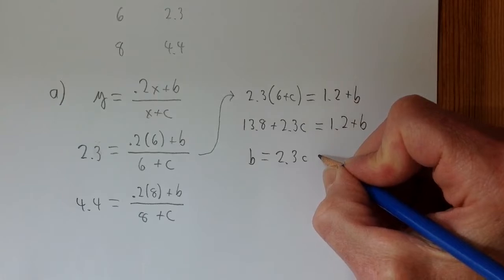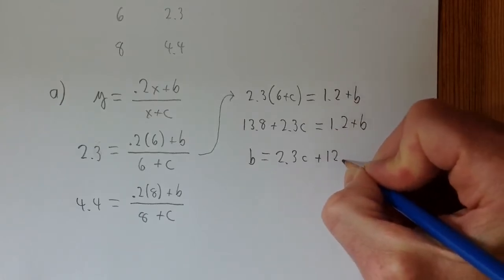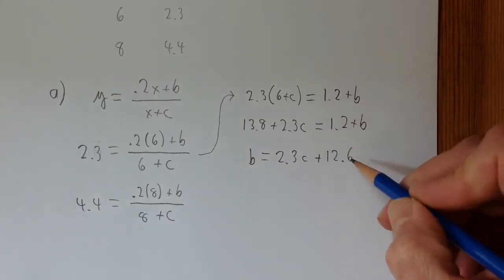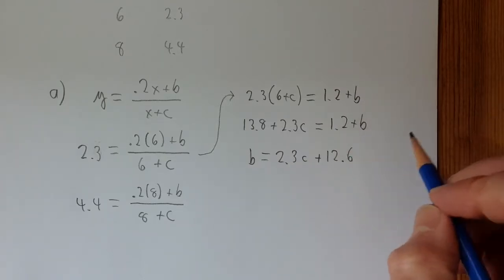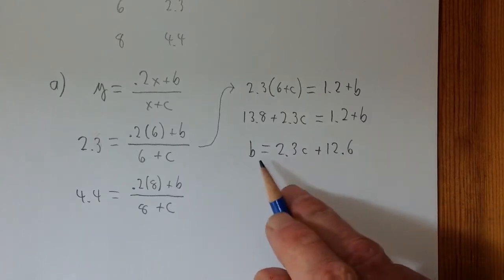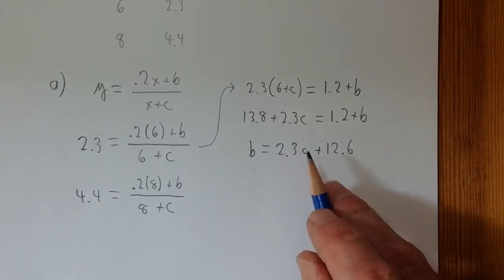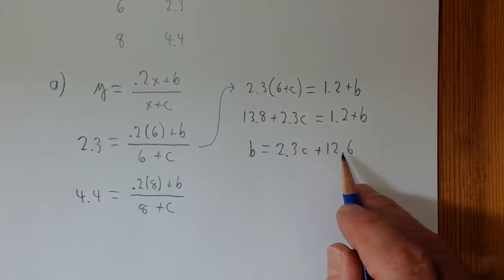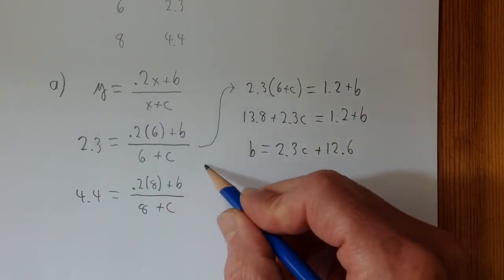13.8 minus 1.2 is 12.6, and you might want to check me on that, but since you can't tell me because it's a video, I guess maybe we'll just get it wrong and we'll find out later. Let's hope not. Okay, I think that's right. B is 2.3c plus 12.6. Now we can plug that into here.